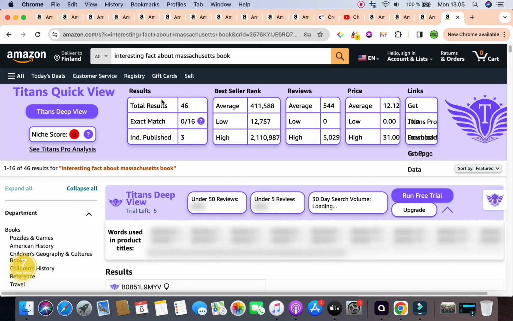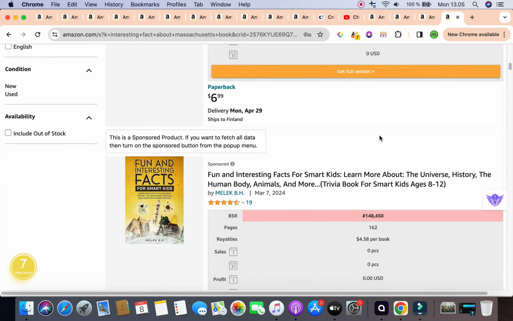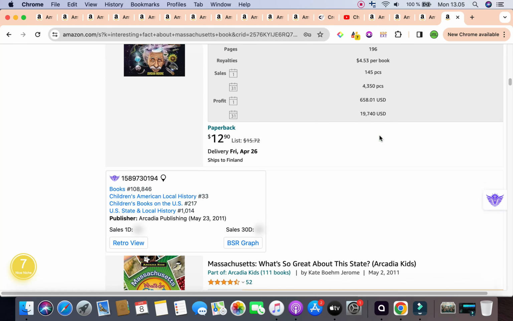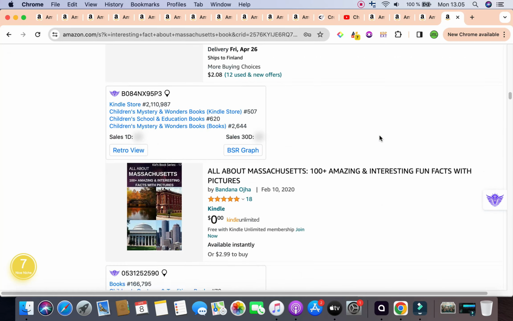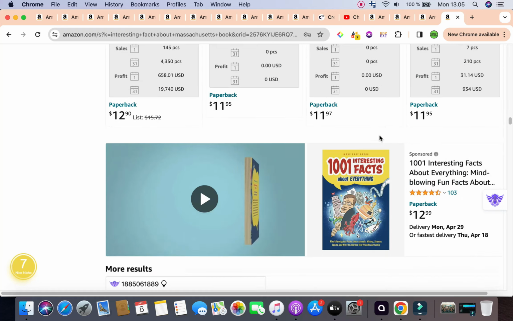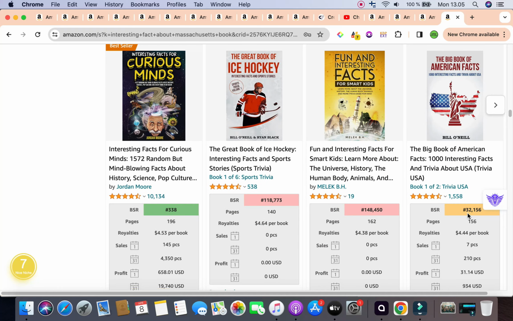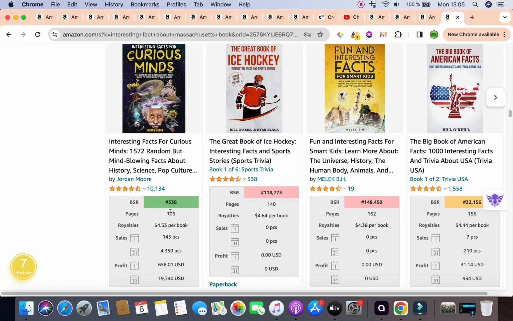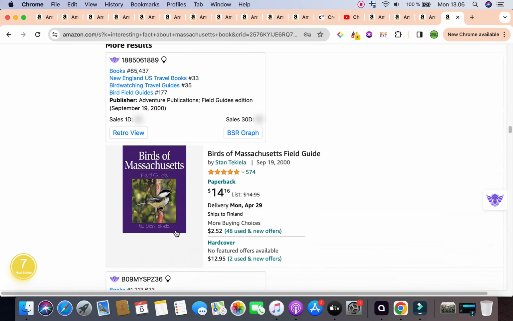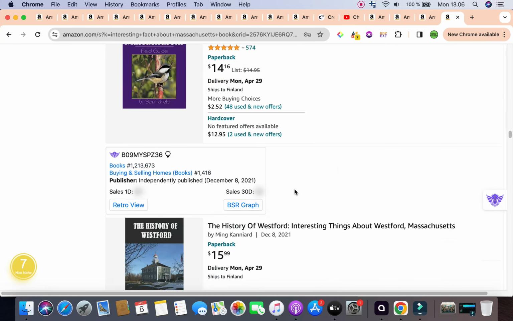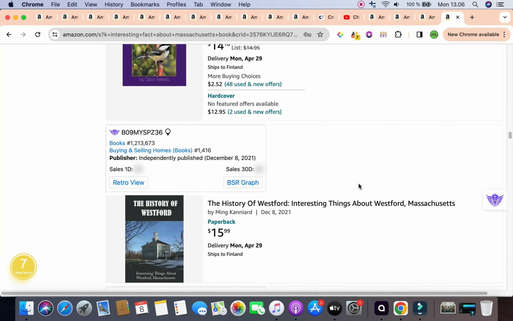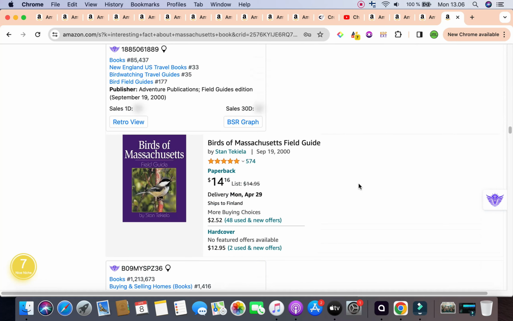So total results under 1,000. BSR is also within that 400,000 range. We have the average reviews of 544. Average price is $12.12. Also, the results for this is fabulous. We have a couple of books that are ranking quite well under this keyword, as you can see right over here. This one with a BSR of 32,000. This one 338,000 is the BSR. This one's 85,000.